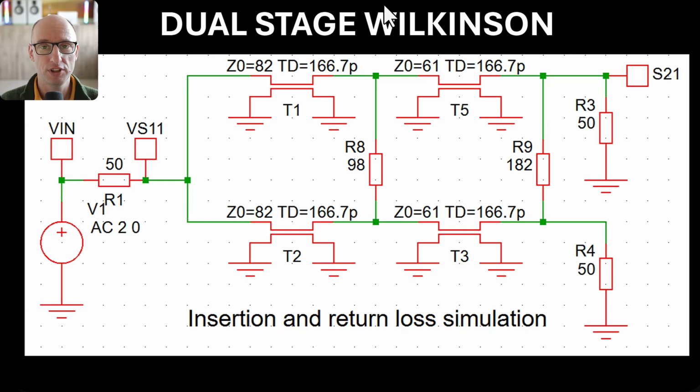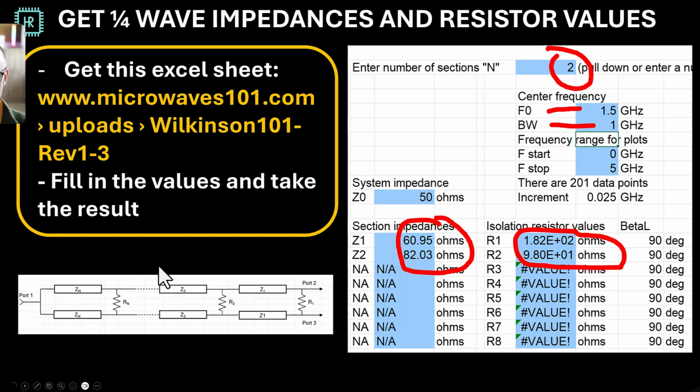Now the main topic of this video is how to design and build a dual stage Wilkinson combiner. So what does that mean? You can make single stage quarter wave transformers. You can also make multiple stage quarter wave transformers, and that will improve the bandwidth. And here you can see what it looks like. Basically another section is added, another section of quarter wave transmission lines and another resistor was added to form this circuit. How do you get these impedances?